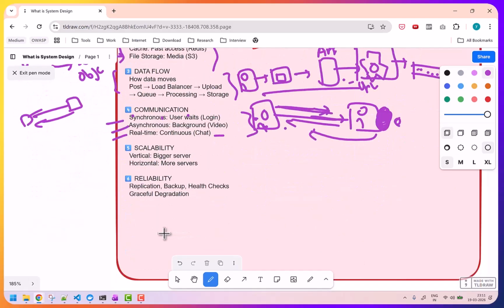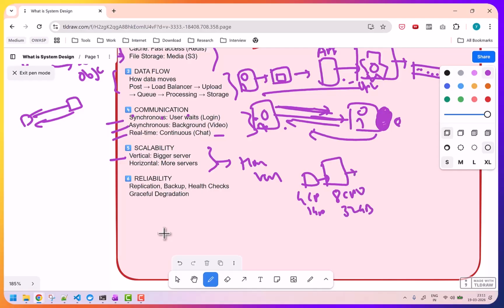Then scalability. How are you going to scale? We have horizontal scaling and vertical scaling. Vertical scaling means today you have 4 CPU, 1 GB memory, and you do a vertical scaling, and now you have 8 CPU and 32 GB memory, for example. So like that, you are increasing the size of your infrastructure. That is called vertical scaling. But horizontal is where you are bringing in more servers. That is horizontal scaling. That also you need to consider.